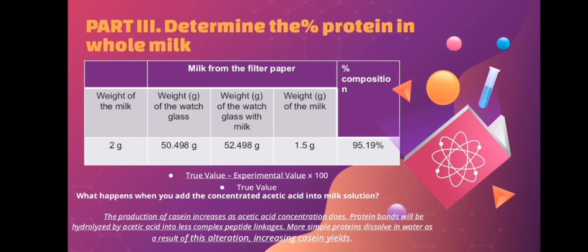What happens when you add the concentrated acetic acid into milk solution? The yield of casein increases as acetic acid concentration does. Protein bonds will be hydrolyzed by acetic acid into less complex peptide linkages. More simple proteins dissolve in water as a result of this alteration, increasing casein yields.